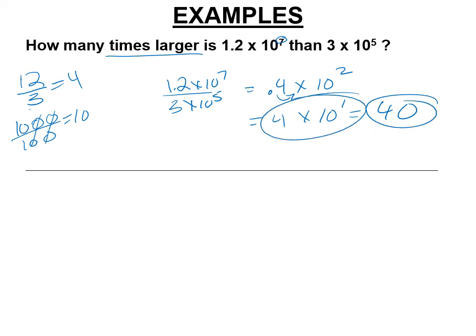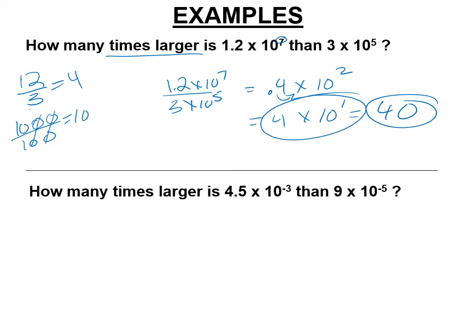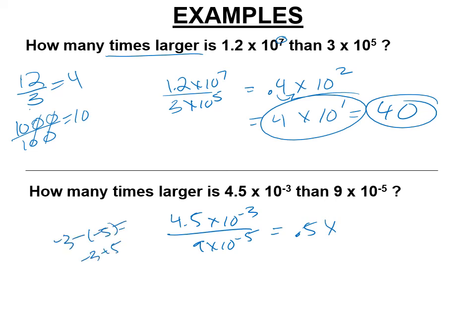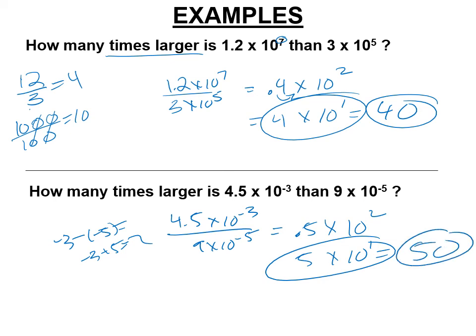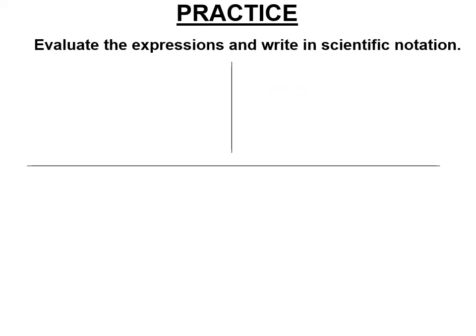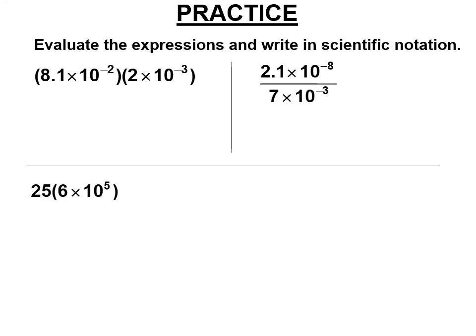It's 40 times larger. The bigger one goes up top, so that's 4.5 times 10 to the negative third over 9 times 10 to the negative fifth. 9 goes into 45, so this is 0.5. Now, negative 3 minus negative 5 is negative 3 plus 5, or a 2, times 10 squared. So this is 5 times 10 to the first, or 50. It's 50 times larger. All right, so let's practice all this.